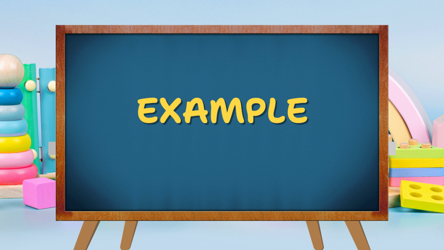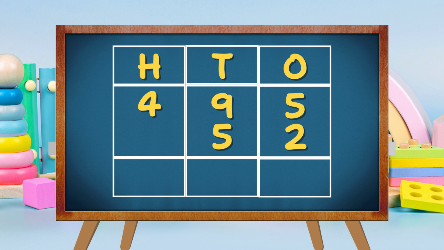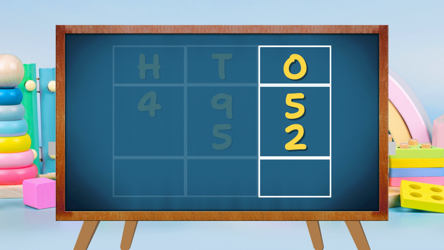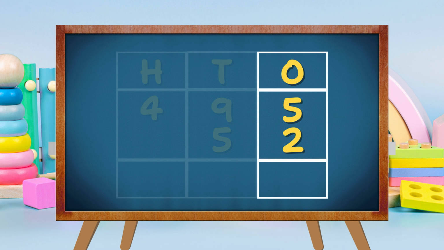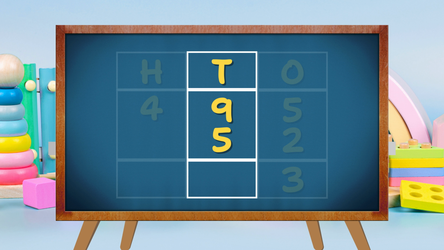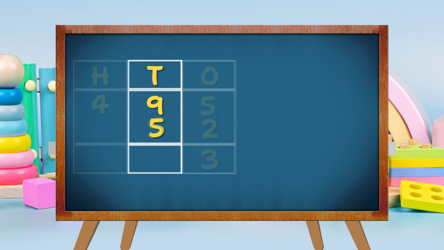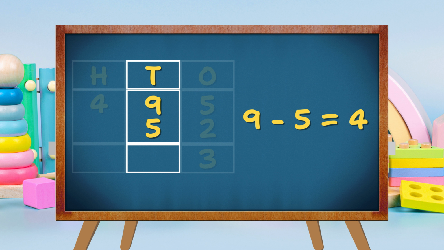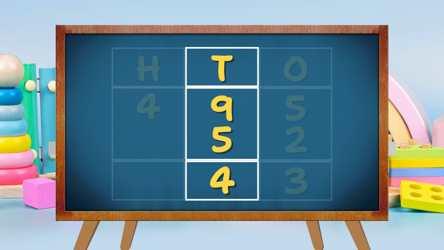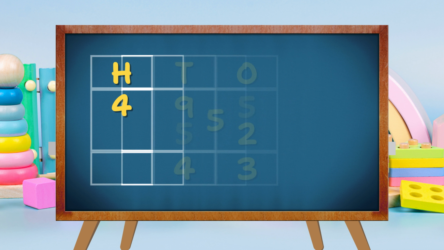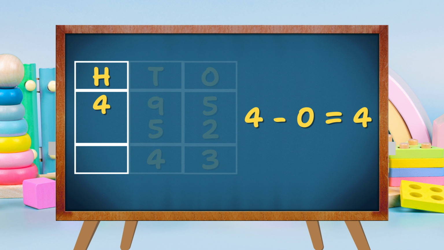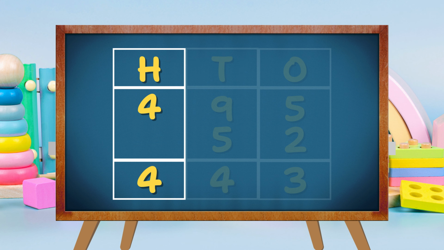Let's do an example. Subtract 52 from 495. Let's subtract at the ones place. 5 minus 2 equal to 3. So write 3 at the ones place. Now, let's subtract at the tens place. 9 minus 5 equal to 4, so write 4 at the tens place. Now, let's subtract at the hundreds place. 4 minus 0 equal to 4, so write 4 at the hundreds place.